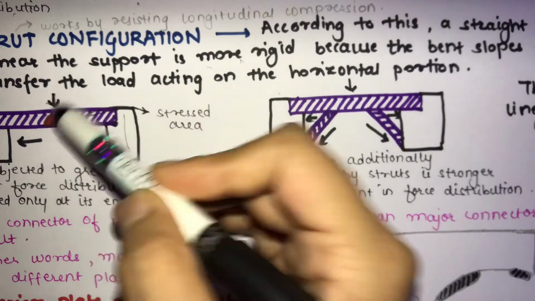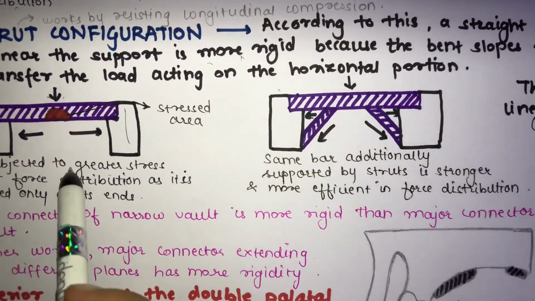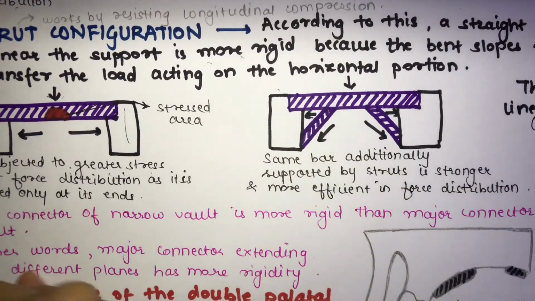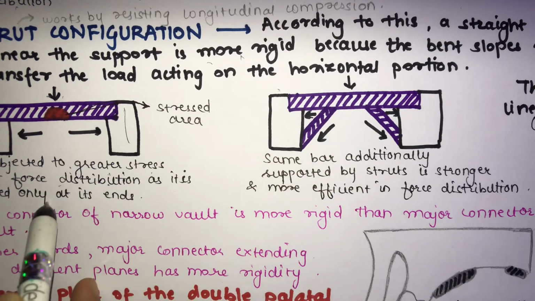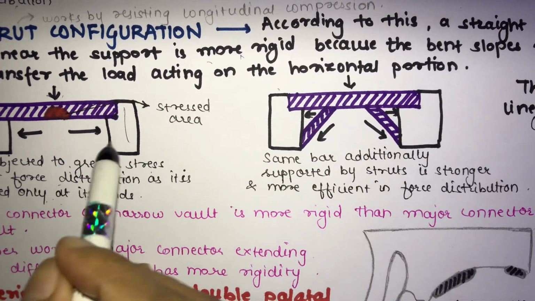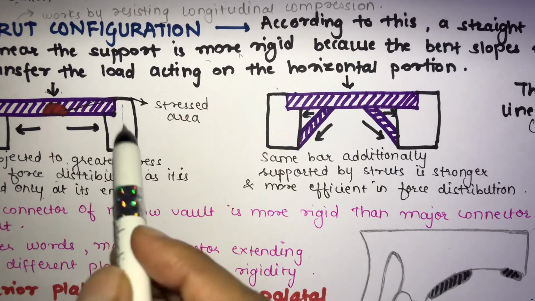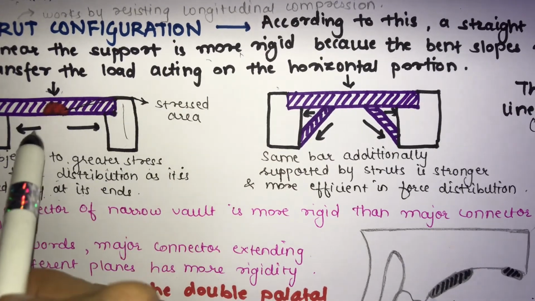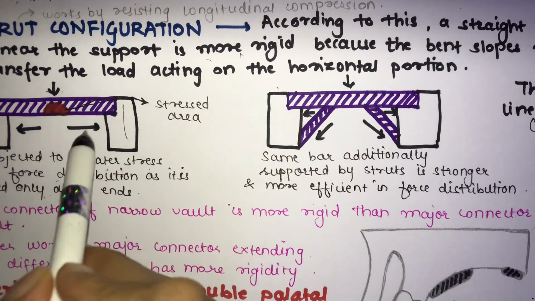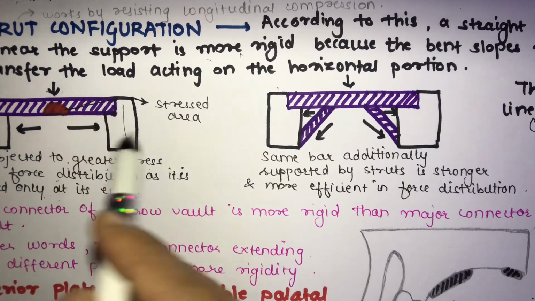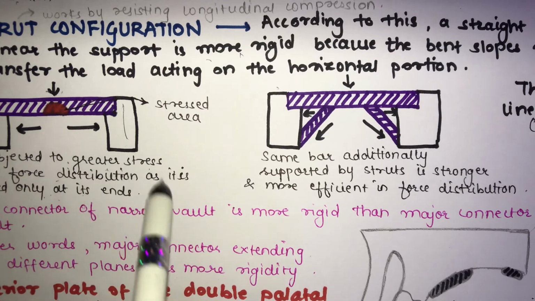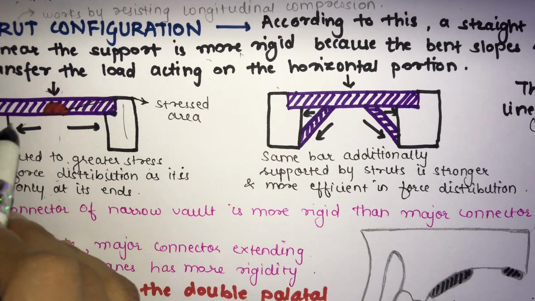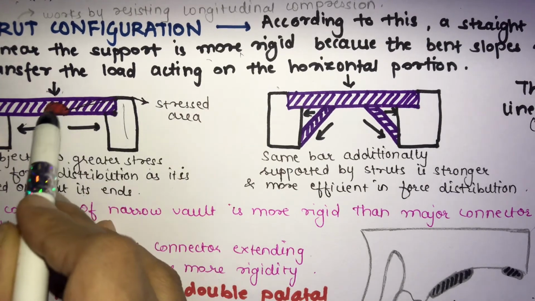When the force is applied, the bar is subjected to greater stress and poor force distribution when it is supported only at the ends. So it's like you are adding additional bars or rods in this configuration. When you are applying force on this, the bar is subjected to greater stress and there is poor force distribution when it is supported only at the ends. So this is the stressed area.